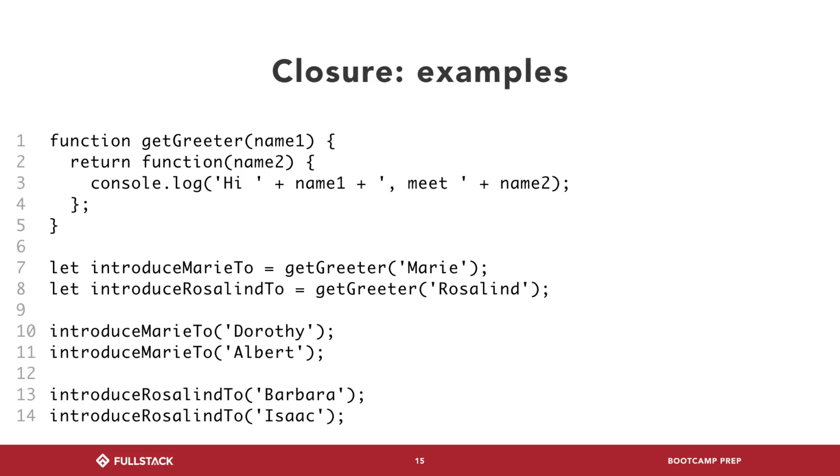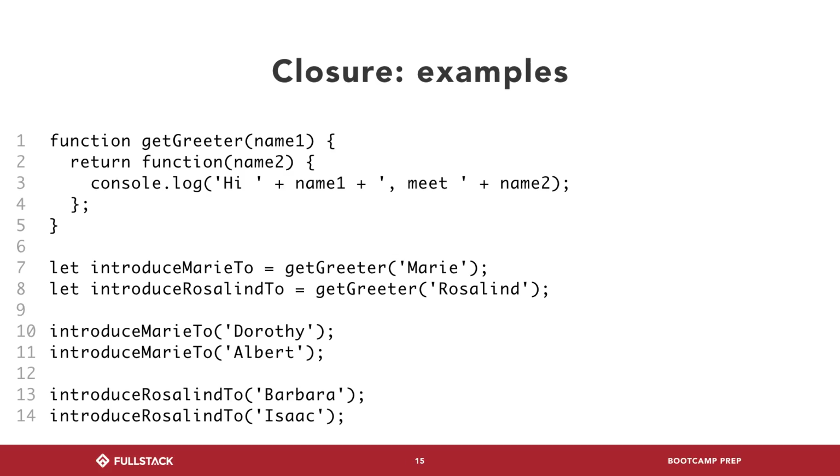On line 7, we're invoking getGreeter, and we're getting back a function. So introduceMarieTo is a function. On line 8, we invoke getGreeter again, except this time we pass in a different name. We pass in Rosalind, and we get back a function that thinks that name1 is Rosalind, and we store that under introduceRosalindTo.